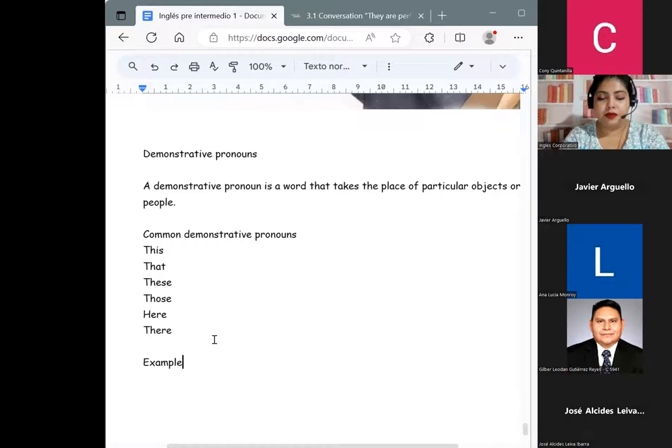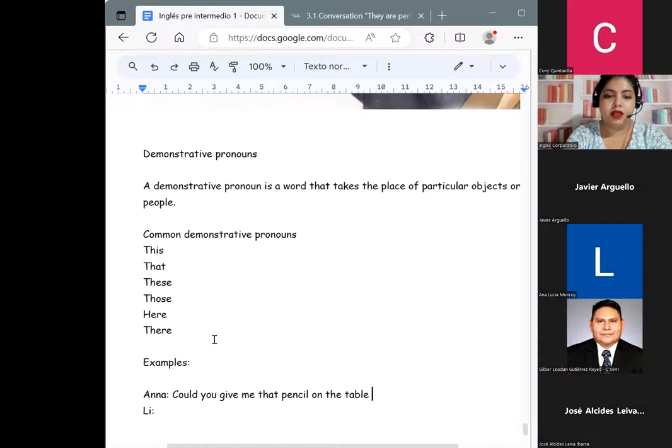So, examples. We have Anna and we have Lee. And we are going to begin with Anna. She said, could you give me that pencil on the table over there?